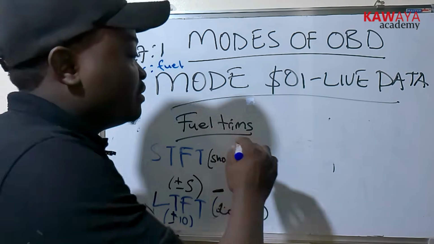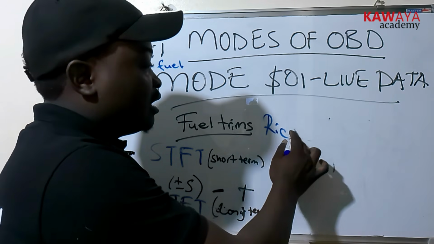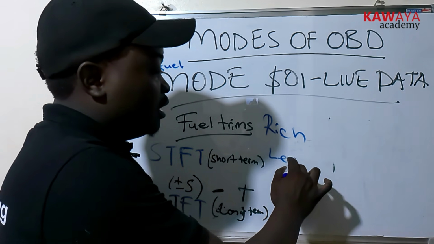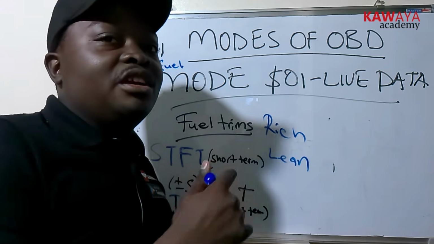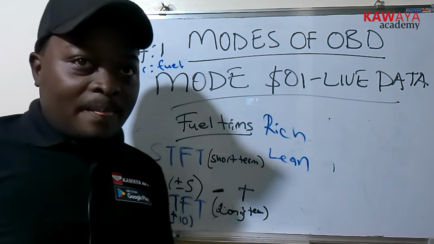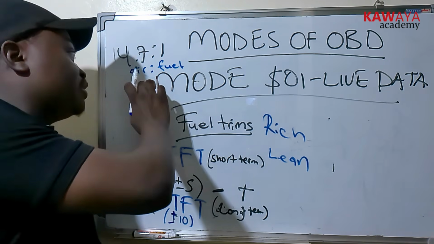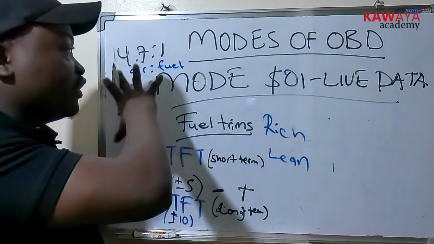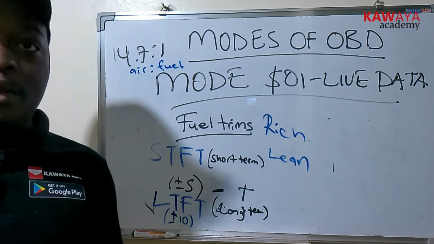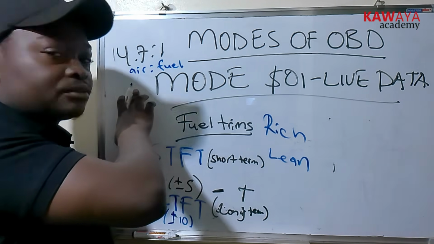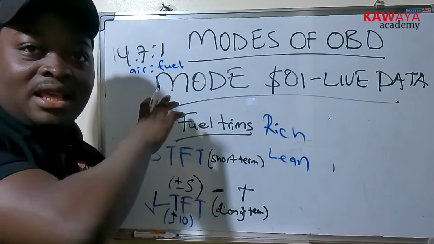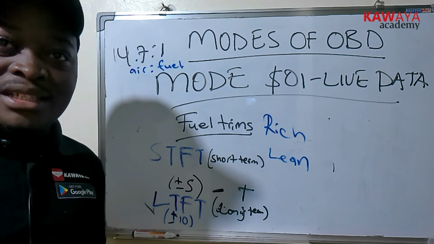These are some of the terms that you will basically come across. So what is a rich condition? What is a lean condition? Now, in a car, like we've seen our fuel ratio here, which is 14.7 grams of air to fuel. If there is more air than fuel, that is a lean condition.